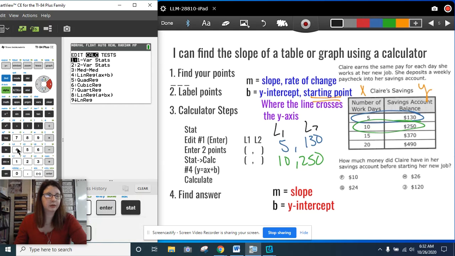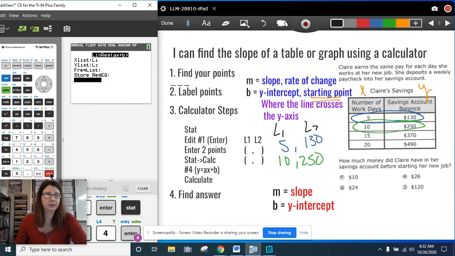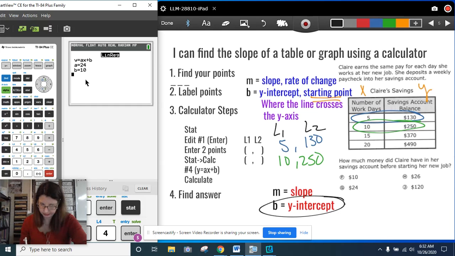Stat, calc, number 4, enter, enter, enter, enter. And I've got B is 10. So my y-intercept is 10. I had to have started with $10 at the beginning.